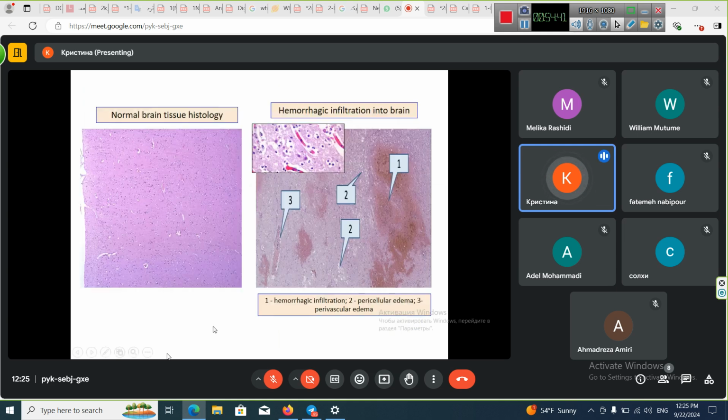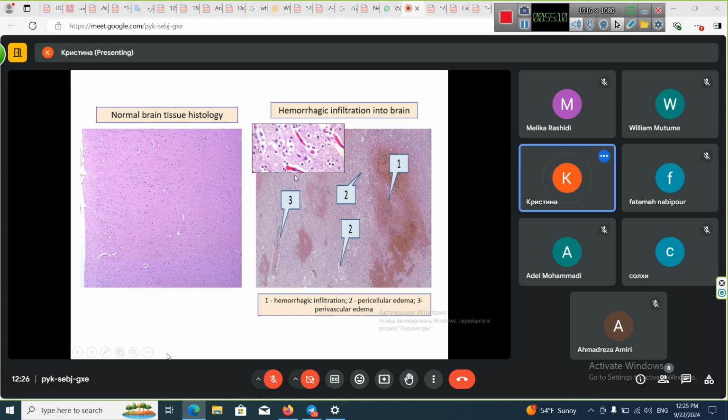In this picture, we have the hemorrhagic infiltration into brain. Normal brain tissue is shown on the left and the pathologic on the right. So what we see here, number 1 is for hemorrhagic infiltration. It is red because of red blood cells. Number 2 is for pericellular edema. Number 3 is for perivascular edema.